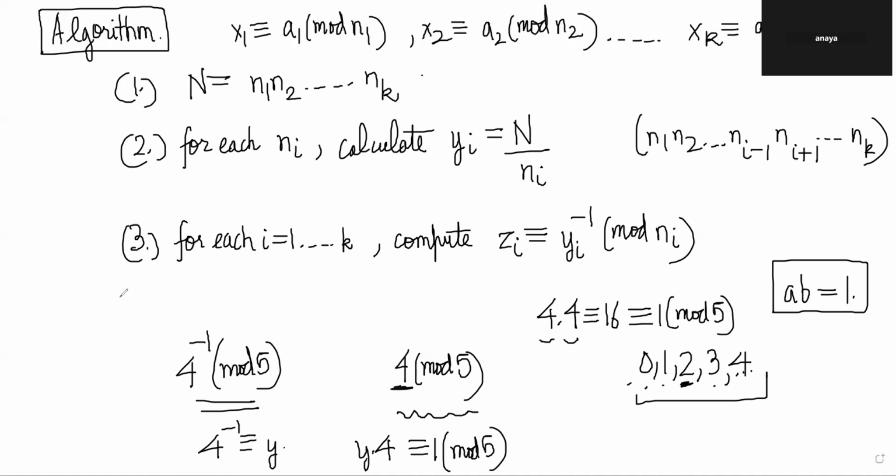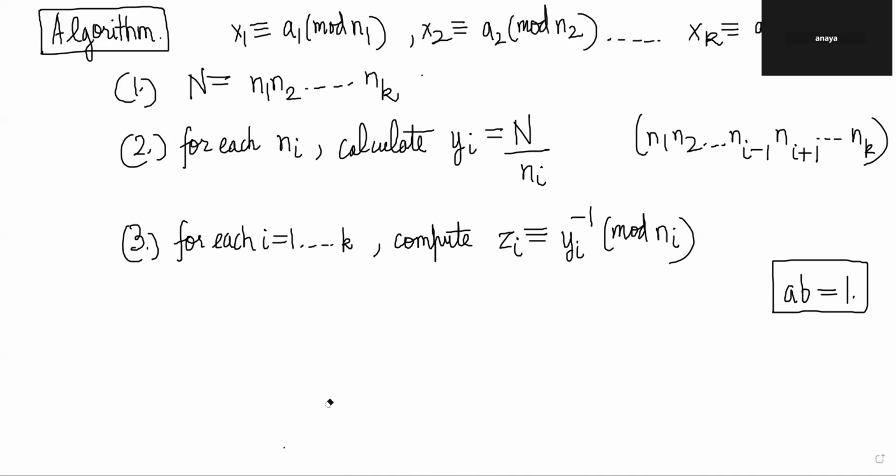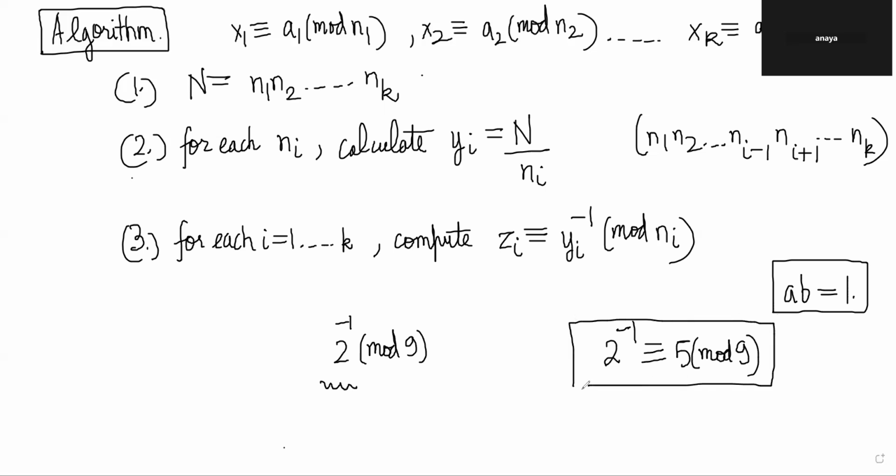So inverse is pretty simple. You just remember your normal multiplication. When you say A and B are inverse of each other, it means the product should be 1. Suppose I want to calculate the inverse of 2 mod 9, 2 inverse mod 9. Think of all the numbers. What can we multiply with 2 to get a 1 mod 9? 5. So 2 inverse is congruent to 5 mod 9. Do you understand what I'm saying?